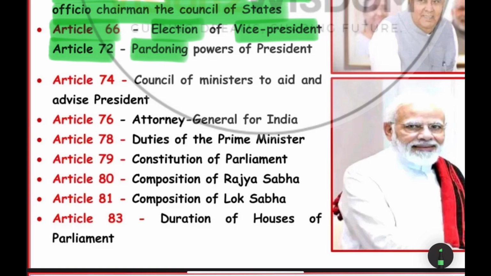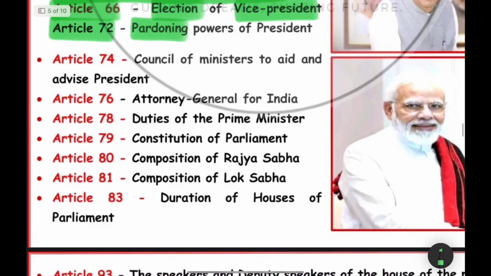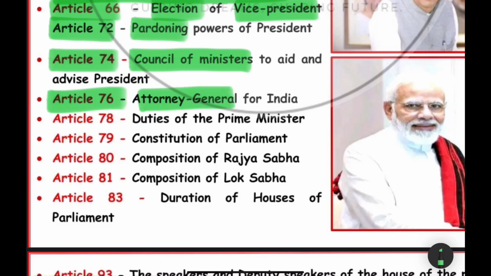Only the President has that particular power, not only the President, the Governor also has it in the case of states. The President has the pardoning power related to certain cases. Article 74 tells about the Council of Ministers, COM, to aid and advise the President. So the COM specifically gives aid and advice to the President. Now Article 76 tells about the Attorney General of India.